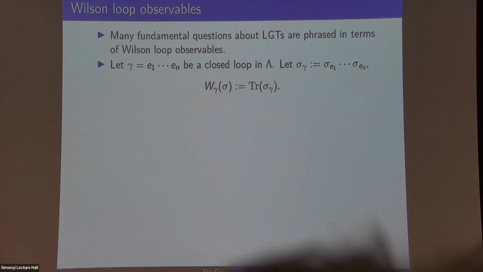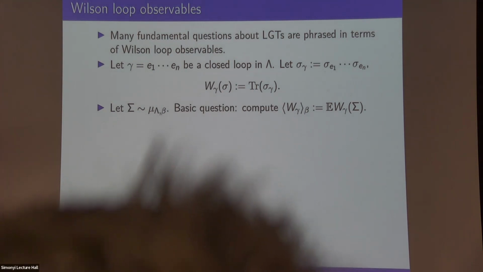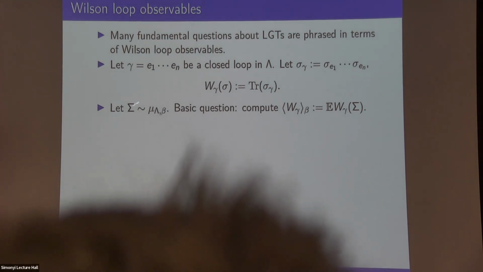And so perhaps the most basic question one can ask about a lattice gauge theory is, suppose I sample a random configuration, capital sigma. So I have this configuration which is distributed according to the probability measure I just defined. Can I compute this Wilson loop expectation? This expectation of W gamma applied to this random configuration. Okay, so can I compute it?